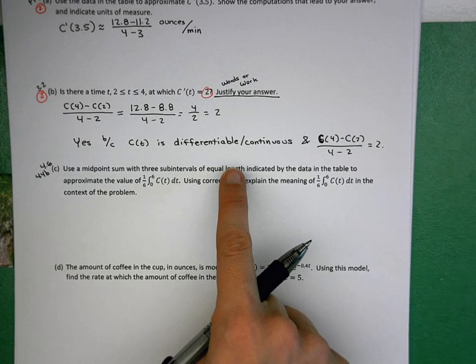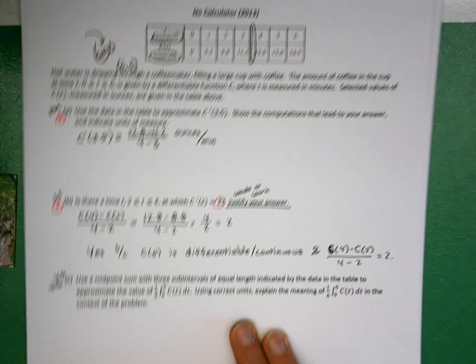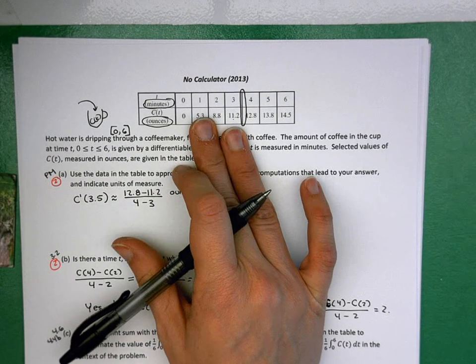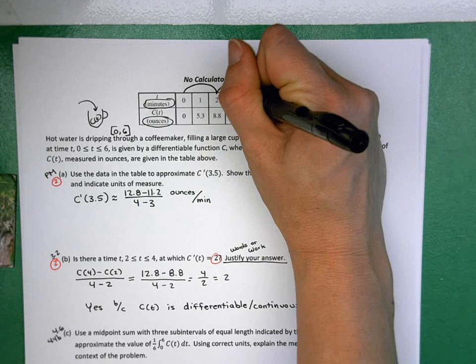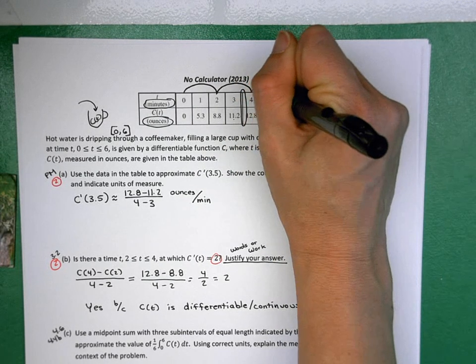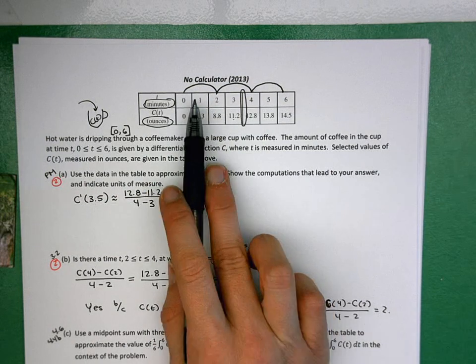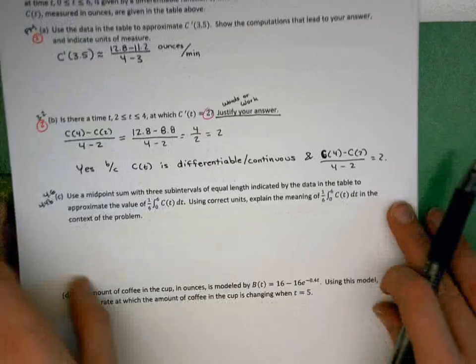Okay, let me pause. So here's my data in my table, 3 intervals of equal length. Well, the only way to get 3 subintervals of equal length would be to go 0 to 2, 2 to 4, 4 to 6. I now have 3 subintervals of equal length for my table, to approximate the value of 1/6 of my integral.